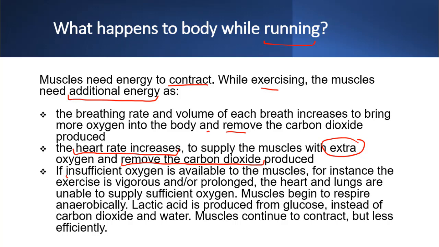If insufficient oxygen is available to the muscles, for instance, the exercise is vigorous and prolonged, meaning it's occurring for a long time, the heart and muscles are unable to supply sufficient oxygen, because your heart can beat faster, but it can beat only till a certain point. It cannot beat faster than that. So after this, as the heart cannot beat faster, more oxygen cannot be supplied, so muscles begin to respire anaerobically.